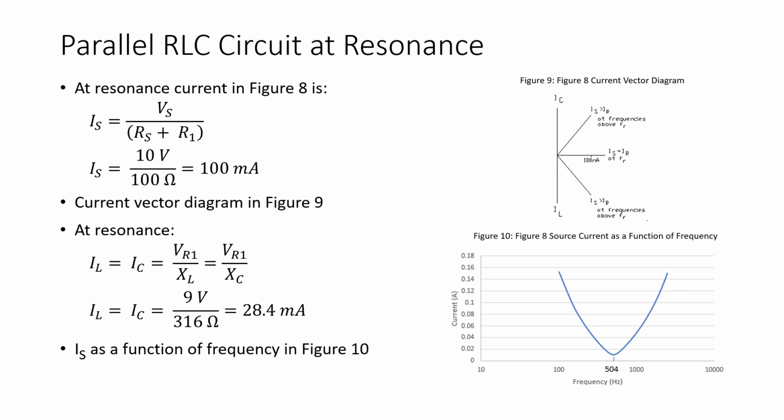Again, at resonance, X sub L equals X sub C. In a series circuit, VL equals VC. Those two voltages cancel, and VR equals the source voltage. In a parallel circuit, at resonance, again, X sub L equals X sub C, IL equals IC, and these currents are opposite to one another. So at resonance, the source current equals the resistive current.